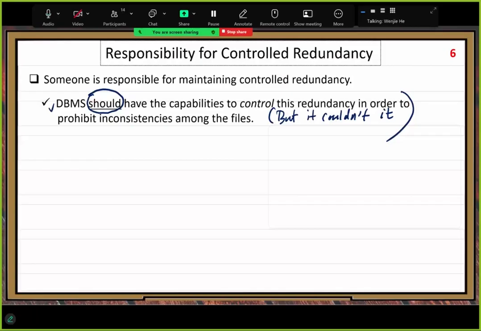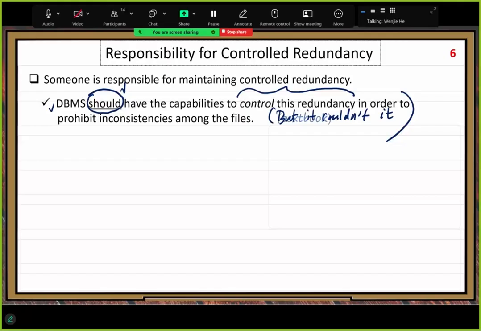The reason is that controlling the redundancy is too complicated, and the current DBMS in the market is not sophisticated enough. In the future, when people use AI, probably it's possible, but it's a long way to go. That's why it says should. When you see should, you can see the other side: it couldn't do it.